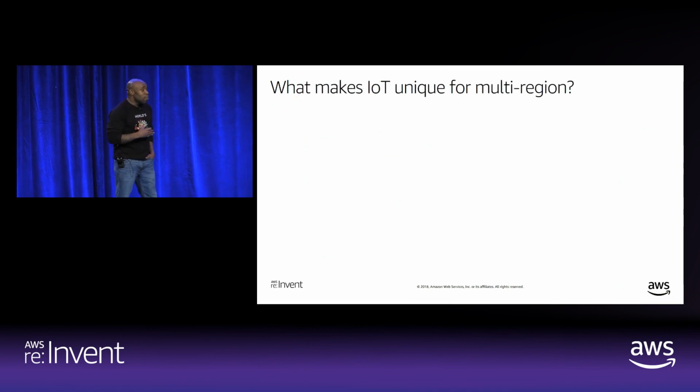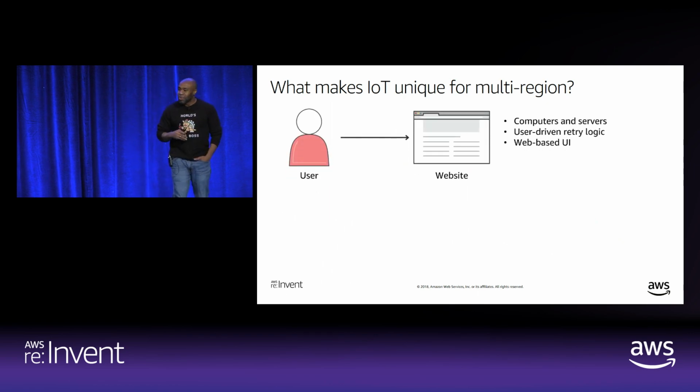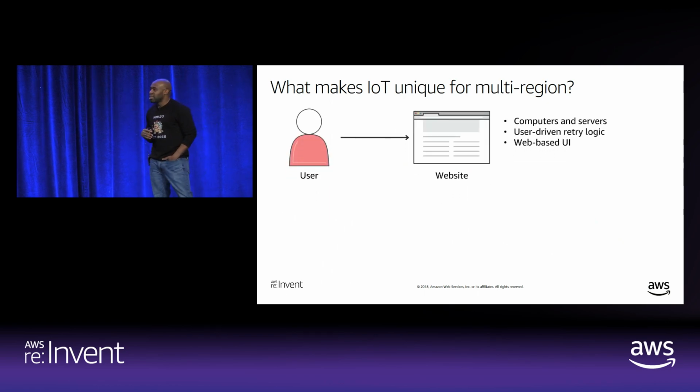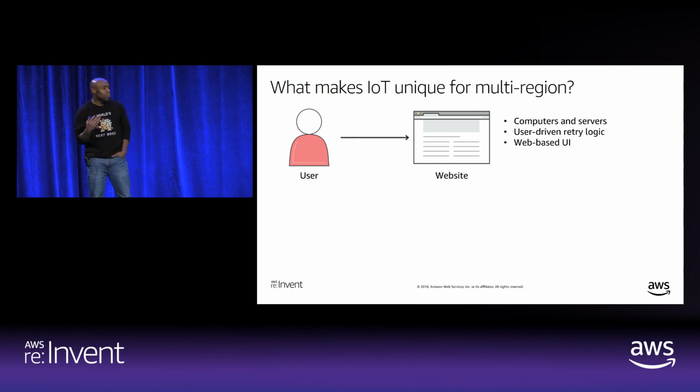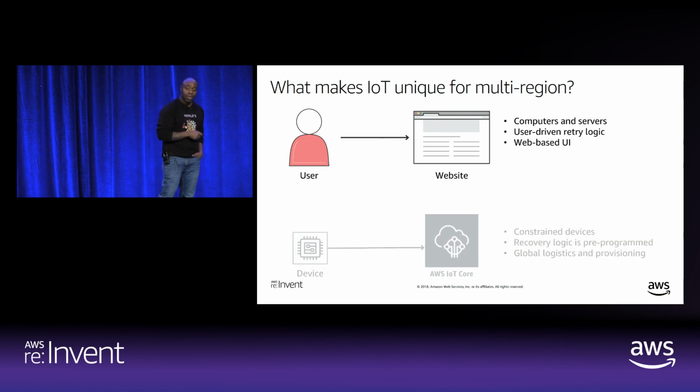So we know the why, but what really makes IoT and multi-region unique? If we think about traditional web applications, our users come to our site, they're using their laptops. If something goes bump in the night on our website, we can simply display a message to the user, and then we get this user-driven interaction. They can decide when they want to come back and retry your site.